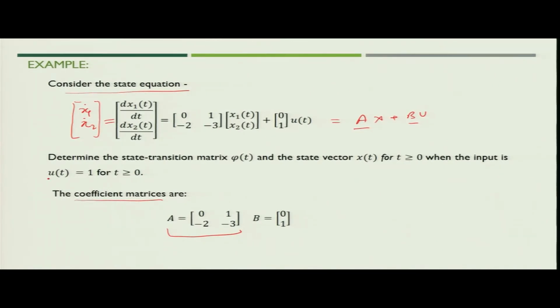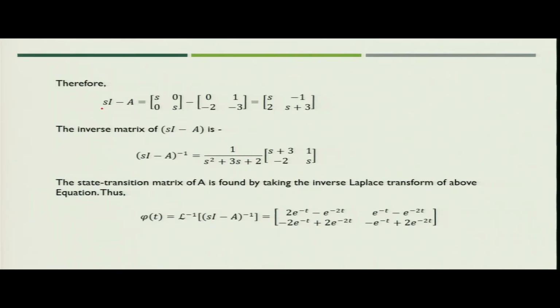In the question it is given that u t is equal to 1 for t greater than or equal to 0, that is why this is 1. So, now we need to find out first the state transition matrix. What will be the state transition matrix? First, let us find the value of S I minus A. When we get the value of S I minus A, we get [S, -1; 2, S plus 3]. Now, the inverse of S I minus A will be as shown in the slide, that is 1 upon S square plus 3 S plus 2, in the matrix, the components would be S plus 3, 1, minus 2 and S.